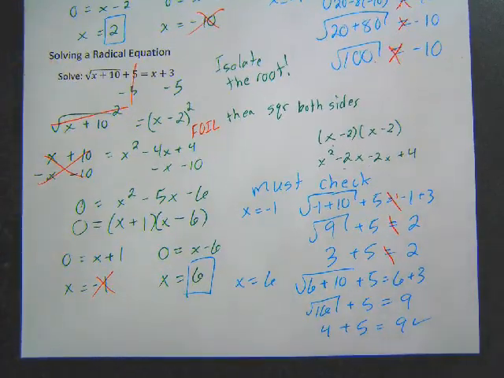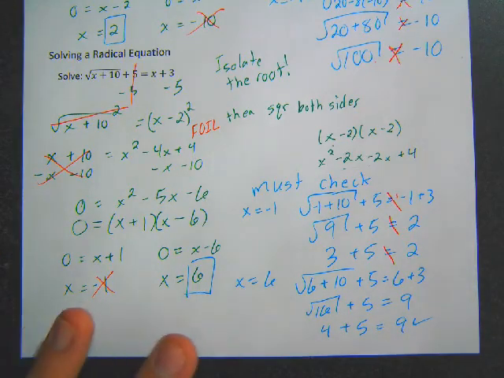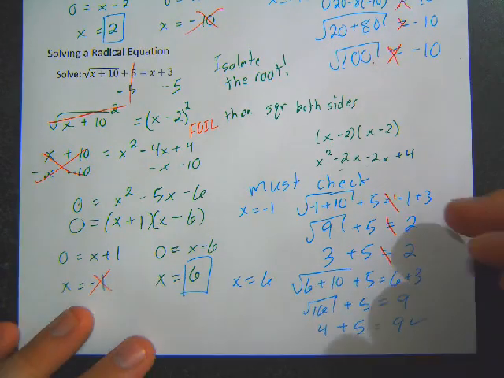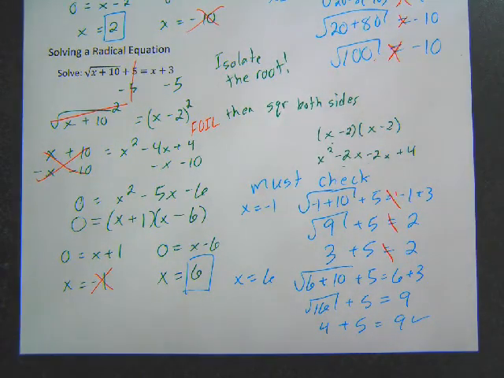And again, it's not always going to be that one answer works and one doesn't. It's definitely possible to have one answer that works, have both answers not work, or both answers work. This can happen as well, so when you're checking these, you do need to check both answers. Every answer you get by squaring both sides must be checked just to see if it really is valid. Okay.